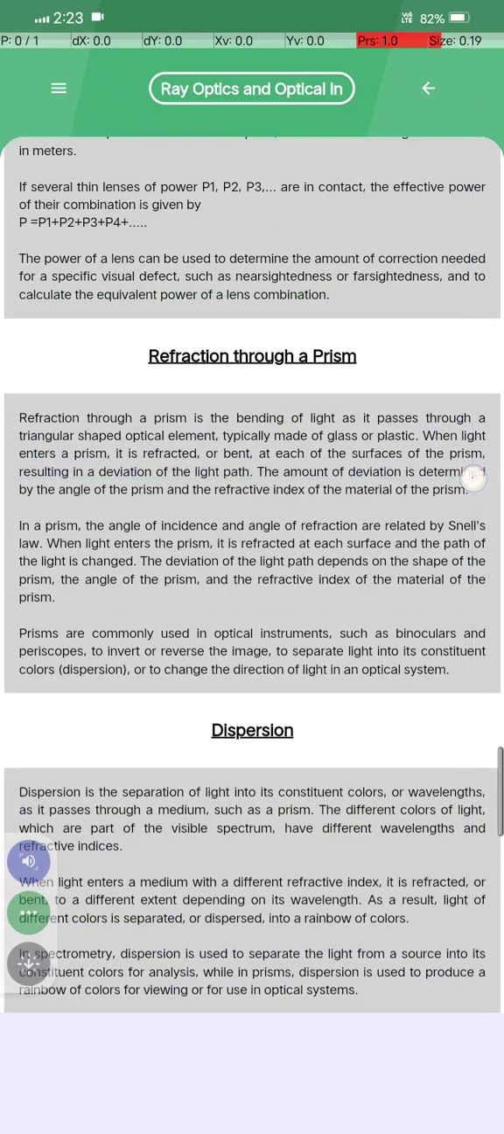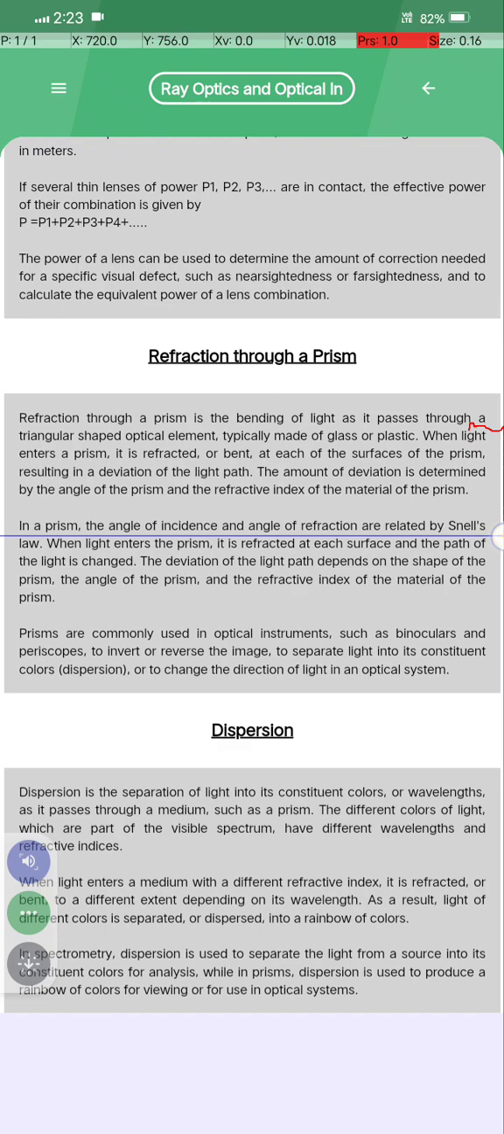Okay. Refraction through a prism. Refraction through a prism is the bending of light as it passes through a triangular-shaped optical element, typically made of glass or plastic. When light enters a prism, it is refracted or bent at each surface of the prism, resulting in a deviation of the light path, and the amount of deviation is determined by the angle of the prism and the refractive index of the material of the prism.